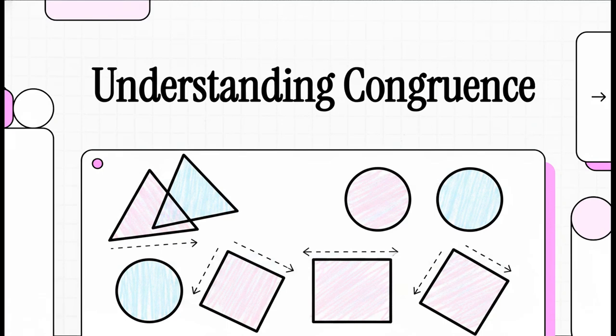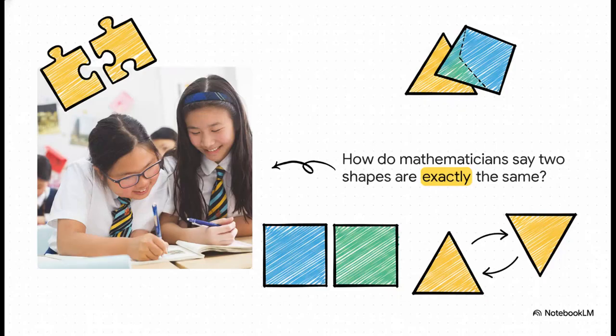All right, let's dive into a really core idea in geometry called congruence. It's basically the fancy math way of asking a super simple question. When are two shapes exactly the same? You can look at two puzzle pieces and just know they're identical, right? Or maybe two tiles on the floor. But how do you say that with mathematical proof? How can you be 100% sure?